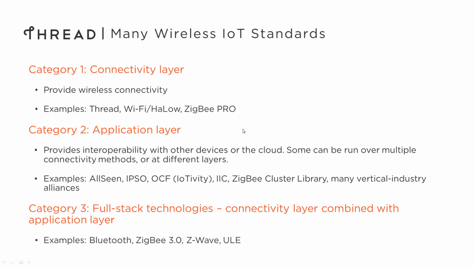The second category is when you're talking about an application layer. So the application layer is what runs on top of the connectivity layer. It provides the interoperability with other devices in the network or the cloud. Basically, it defines the language that these devices are talking to each other. And multiple application layers can run over multiple connectivity methods. And examples of a pure application layer are Allseen, IPSO, OCF, the Zigbee cluster library, and then there are a multitude of vertical industry alliances that provide application layers targeted for that specific industry.